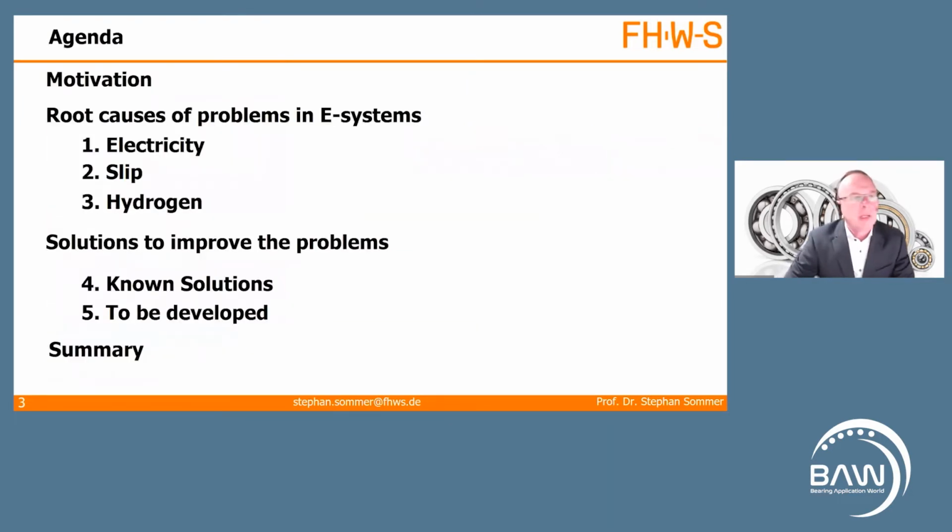Let me quickly go through my agenda. First, a little bit of motivation, and then let's talk about the root causes of problems in E-systems. This is electricity, this is slip, and this is hydrogen. Then we talk about solutions to improve the problems. Let's talk about known solutions and solutions that have to be developed in the future. And last but not least, a summary.